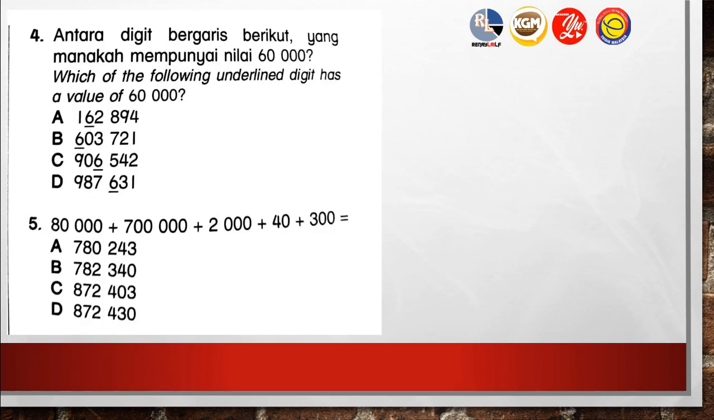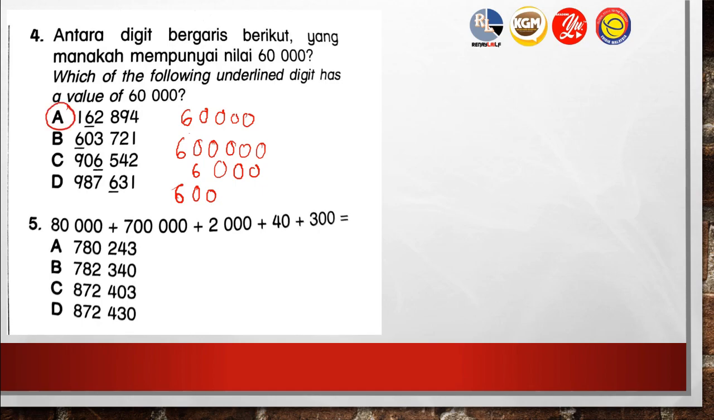Let's look at question number 4. We look at the question first. Which of the following underlined digits has a value of 60,000? A is 6 with 4 zeros. B is 6 with 5 zeros. This is 6 with 3 zeros. This is 6 with 2 zeros. So the answer is definitely A.